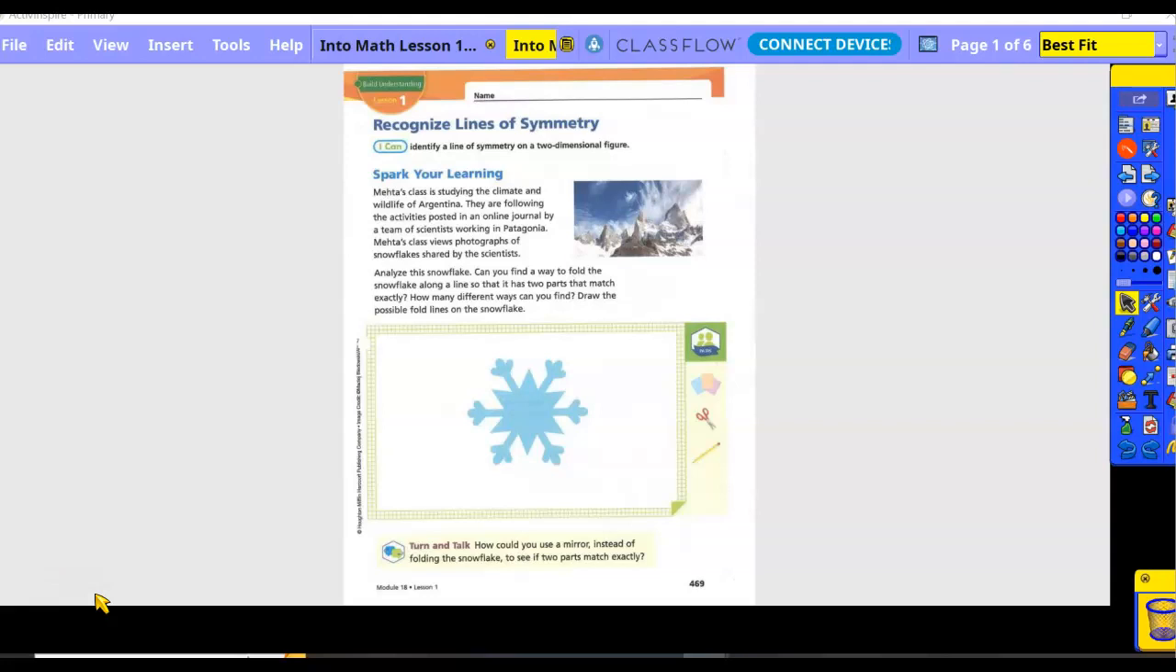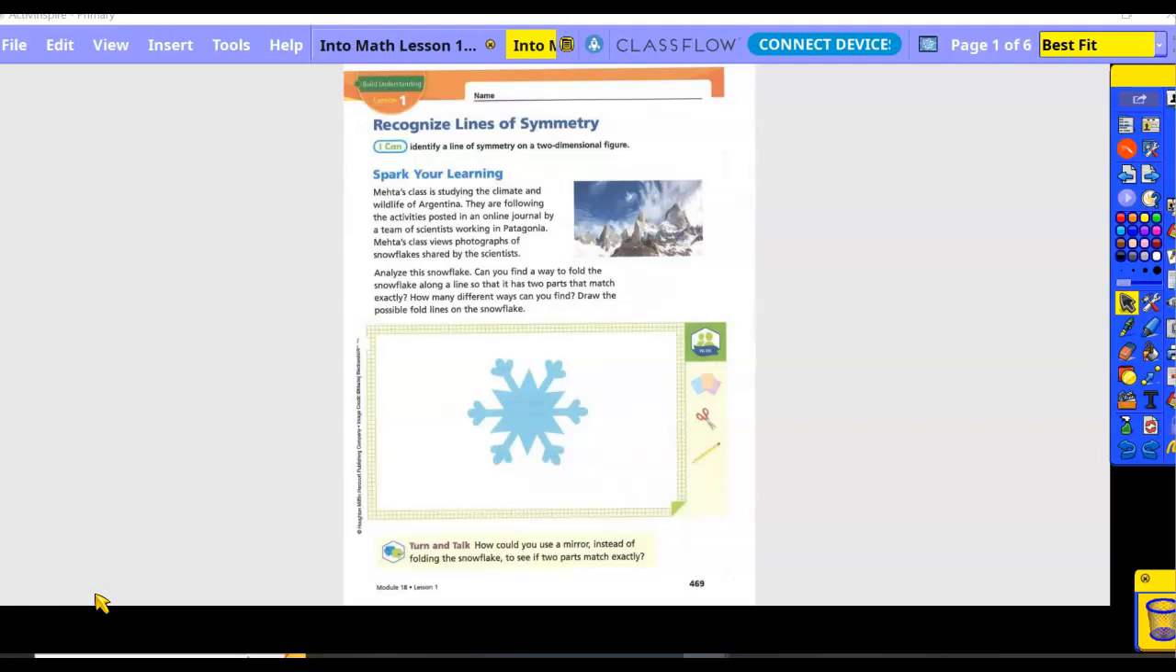So, sparking your learning. Meta's class is studying the climate and wildlife of Argentina. They are following the activities posted in an online journal by a team of scientists working in Patagonia. Meta's class views photographs of snowflakes shared by scientists. Analyze the snowflake. Can you find a way to fold the snowflake along a line so that it has two parts that match exactly? How many different ways can you find? Draw the possible fold lines on the snowflake.